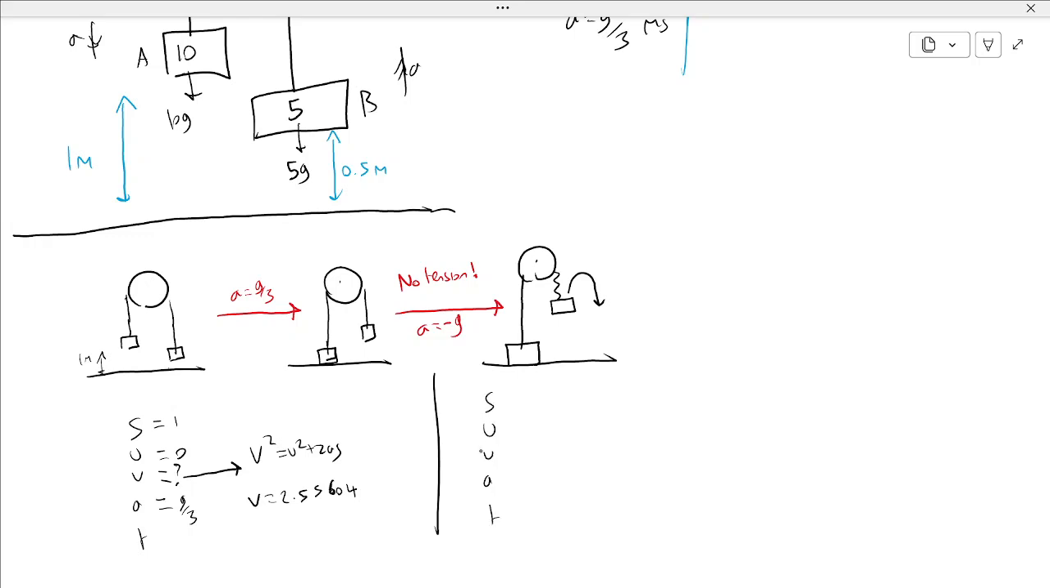The next period, SUVAT. u is now v, and the acceleration is now downwards, negative 9.8. Okay, it's block B, it's falling under gravity.